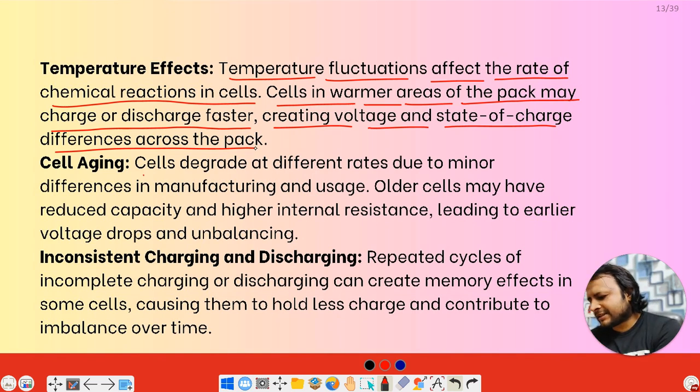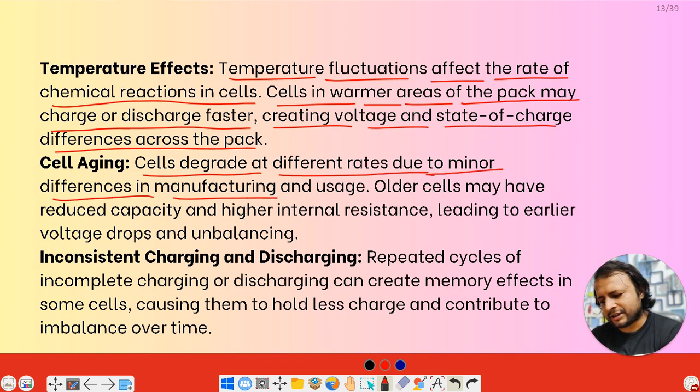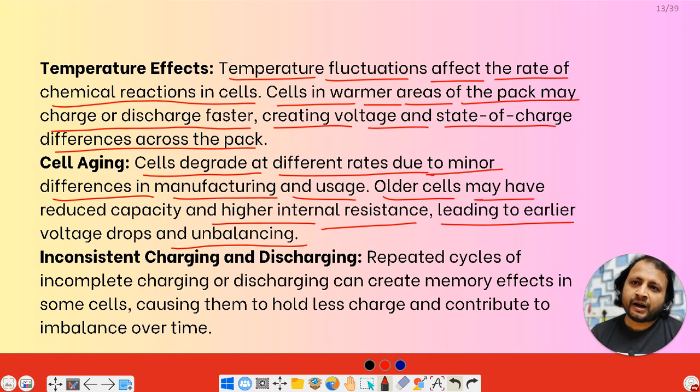And what is the cell aging? Cells degrade at different rates due to minor differences in manufacturing and usage. Older cells may have the reduced capacity and higher internal resistance, leading to the earlier voltage drop and unbalancing. See, if you are comparing new cells to old ones, so that means what? The performance of old cell will be very less. And the reason behind is what? Reduced capacity and higher internal resistance with respect to time.